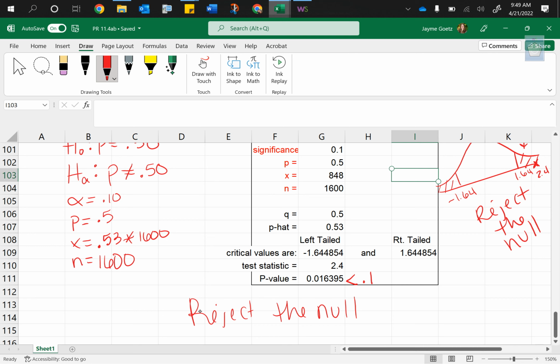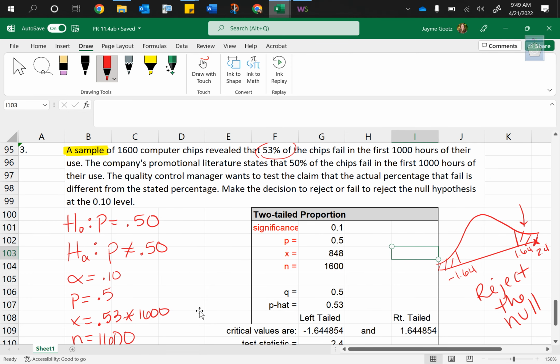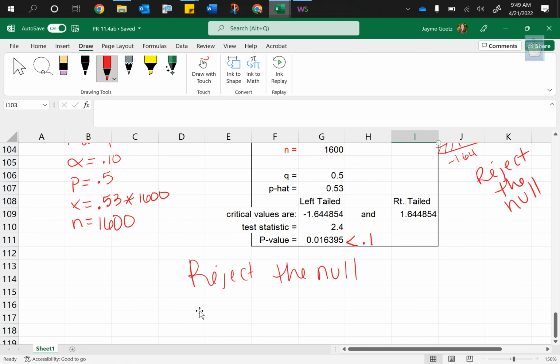So I have a question for you. Is there sufficient evidence at the 0.1 significance level that it is different than 50%? Yes. Thank you. I had to get the words in my brain there. Panic.